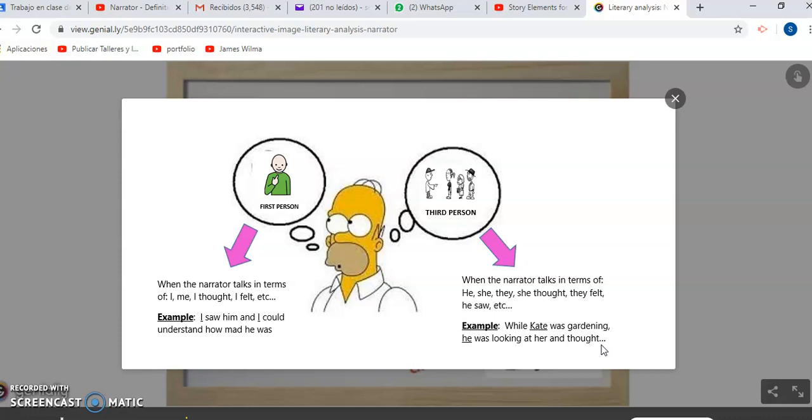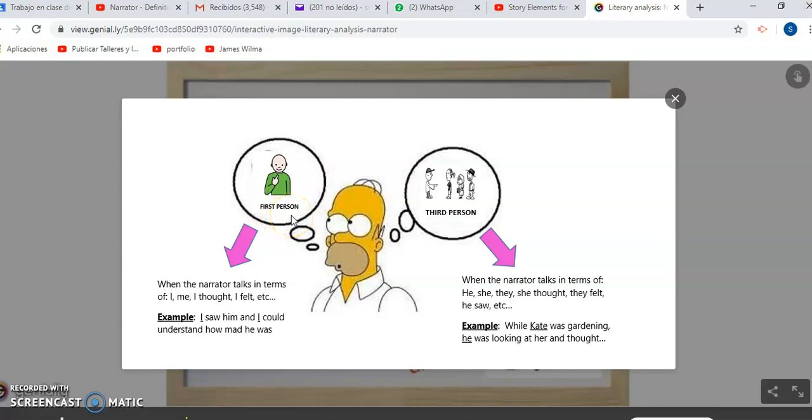In this case, in the example, he's talking about Kate and about a man. We don't know the name of the man, but he's talking about different people, not about himself. It means the narrator is talking about the experience of other people. This is third person.